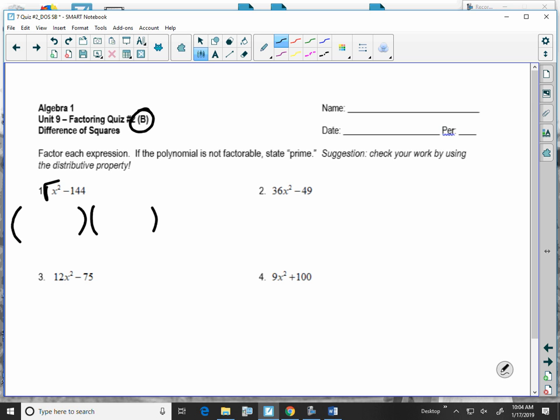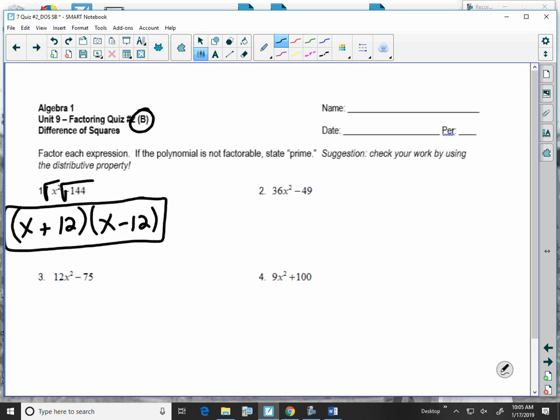We take the square root of x squared, which is x, and that will go in the first slot of each parentheses. Then we take the square root of 144. You can do this in your calculator if you're not sure what it is. The square root of 144 is 12. One of your answers will have a plus, one of them will have a subtraction sign. And that's your answer for number 1.